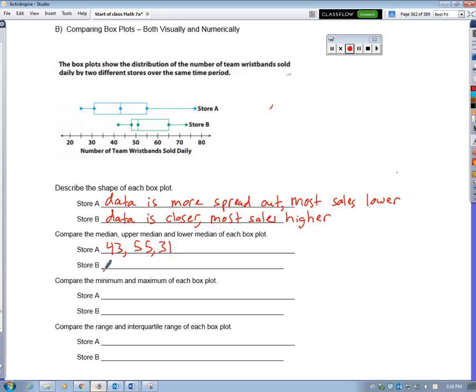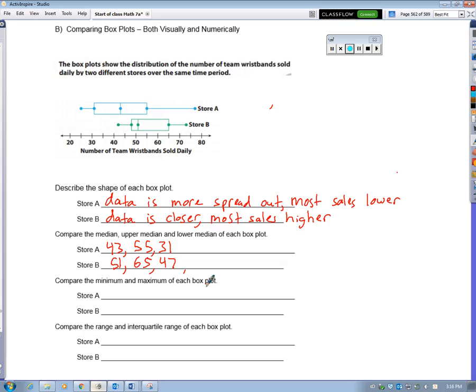Okay, now let's take a look at the medians for store B. Store B, we have 50. We could say our median here is 51. Our upper median is way up here at 65. And our lower median, we could call that about 47. Okay, so just looking at our medians, we can see some pretty big differences in the sales of these two stores.